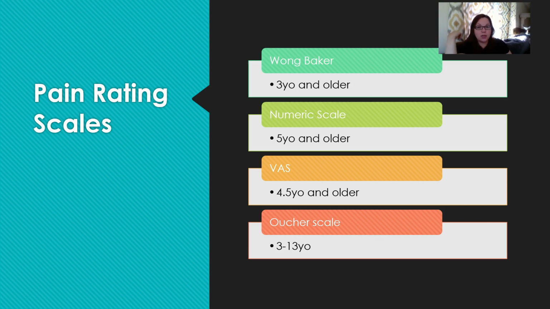And so in kids, there are a few different pain scales. You know, 3-year-olds are not going to be able to tell you, because we know cognitively that they don't think like this: tell me your pain from 0 to 10, 0 being no pain and 10 being the worst pain you've ever experienced.